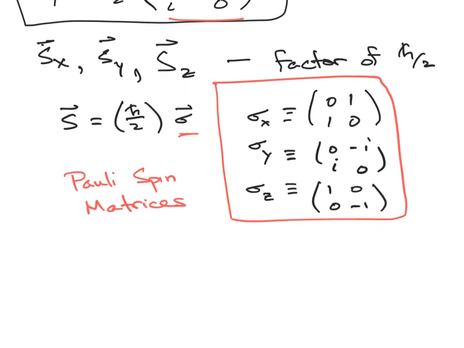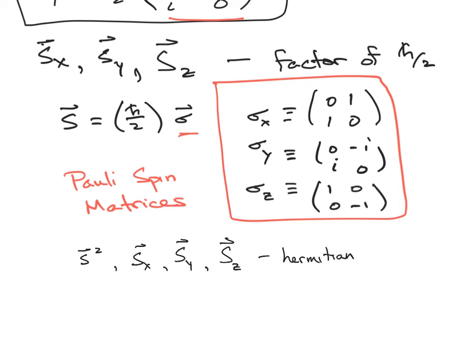Our factors are different things. The spin squared, the x component, the y component, and the z component are all Hermitian operators. So they're all Hermitian operators. They all represent observables. The ladder operators, plus and minus, are not Hermitian operators. They do not represent something that's observable, right?